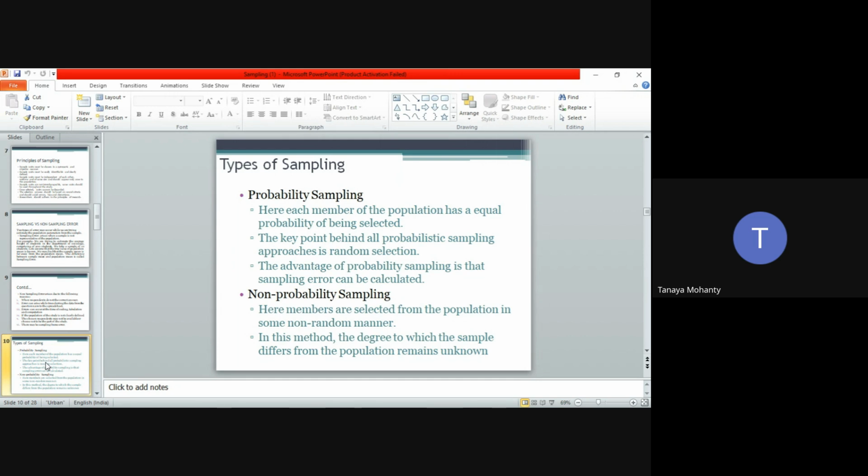Then the other type of sampling that you mostly witness is non-probability sampling. Your members are selected from the population in some non-random manner, but at the same time you have certain logic. There is a rationale behind choosing those samples. It is not that you are just following your wish, or just going with the flow and picking up anybody randomly. No, that doesn't happen. In this method, the degree to which the sample differs from the population remains unknown.